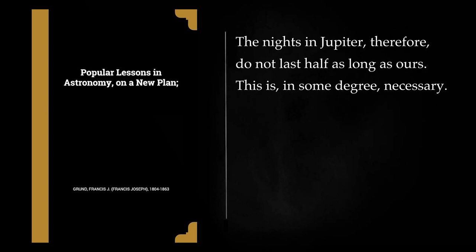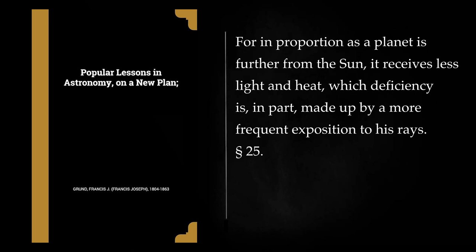The nights in Jupiter, therefore, do not last half as long as ours. This is, in some degree, necessary. For in proportion as a planet is further from the Sun, it receives less light and heat, which deficiency is, in part, made up by a more frequent exposition to his rays.